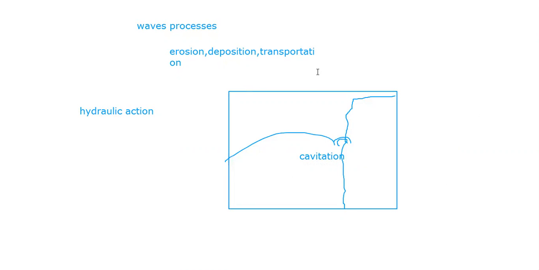So the next process of erosion that we will be looking at is corrosion, or other people call it abrasion. This involves the fragments of rock being picked up and hurled by the sea at the cliff. The rocks act like abrasive tools, scraping and grinding the rock.